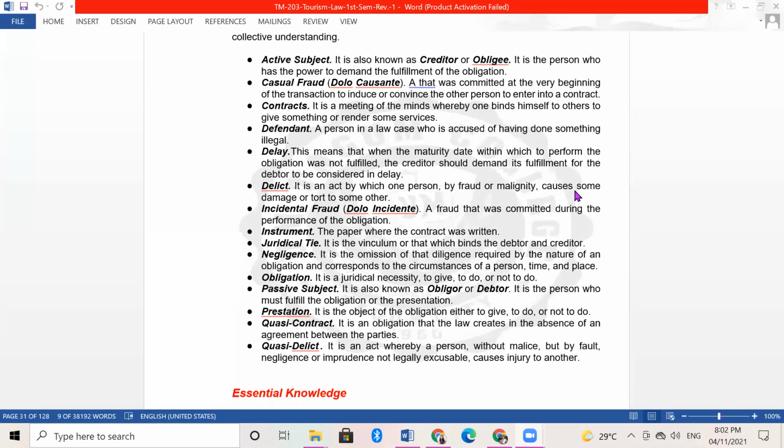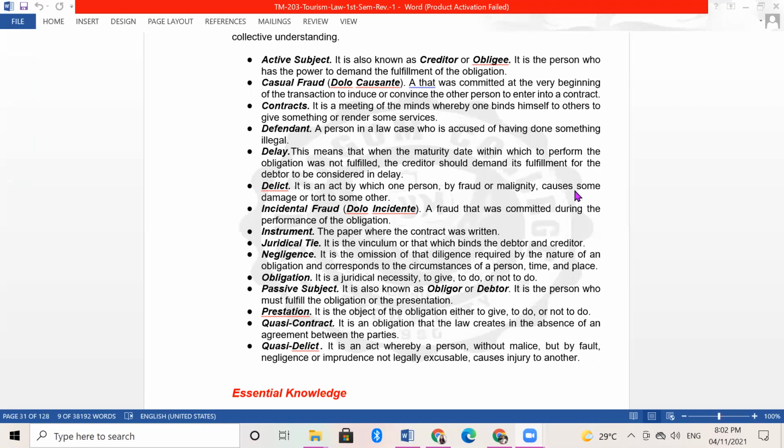Causal fraud or dolo causante is fraud committed at the very beginning of the transaction to induce or convince the other person to enter into a contract. Contracts: a meeting of the minds whereby one binds himself to others to give something or render some service. Defendant: a person in a law case who is accused of having done something illegal.